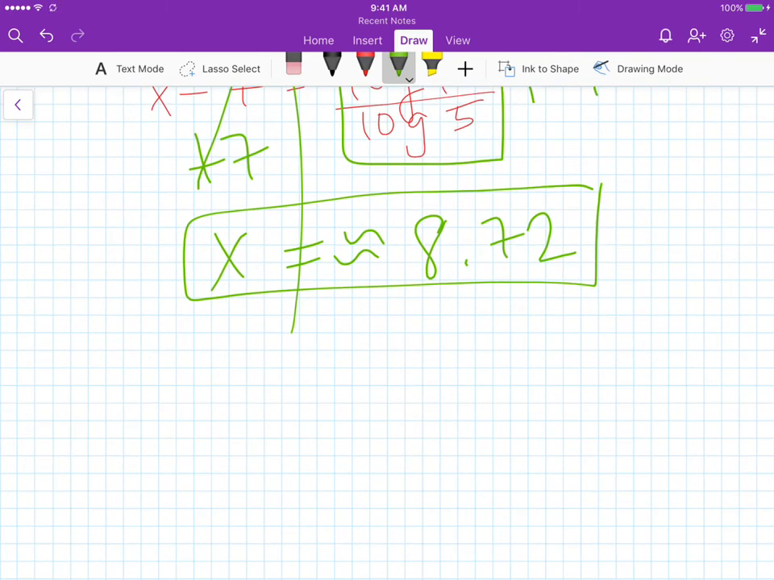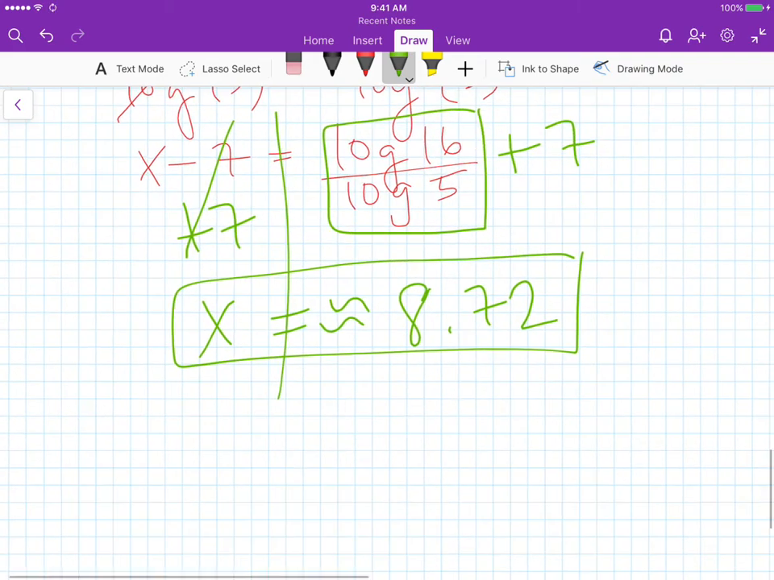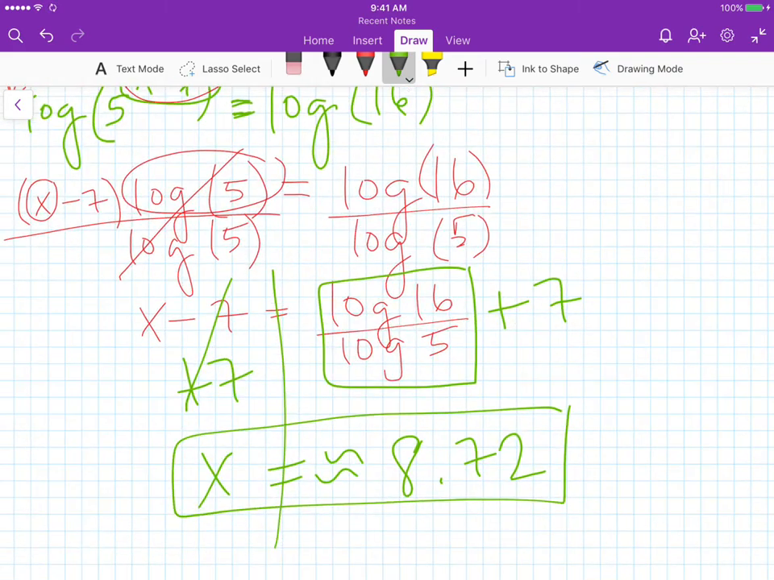And that's my answer. There are no more examples. We're going to work on this a bunch this week in class, and then we have an exit ticket on Friday. Cool.